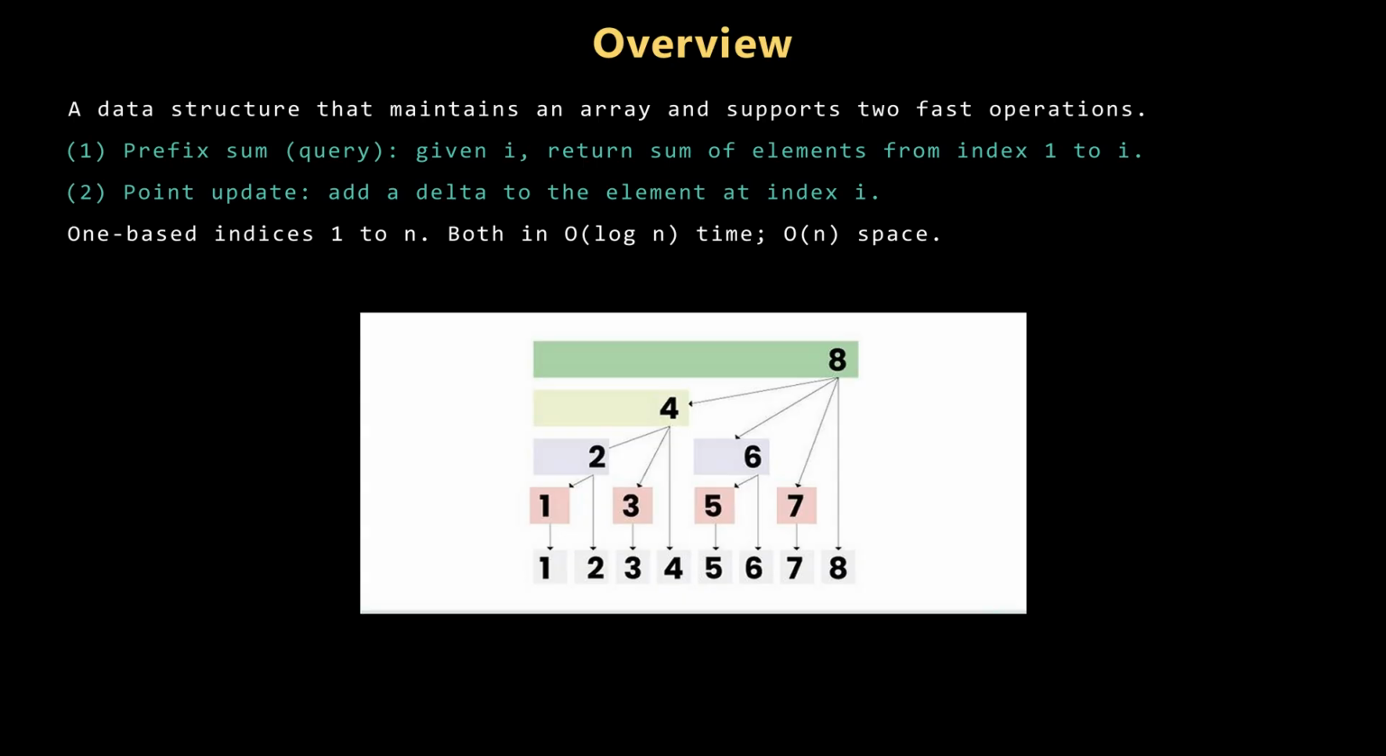In zero-based languages like Java, use an array of size n+1 and pass I+1 when you call query or update. The algorithm is unchanged. Both operations take logarithmic time and we use linear space. That beats a plain array, where updates are fast but query is slow, or a prefix array, where query is fast but update is slow. Fenwick trees are used for range sum queries with updates, inversion count, and order statistics.